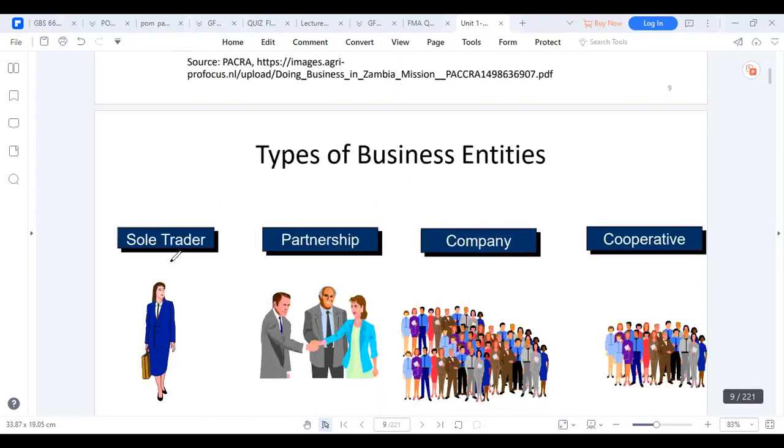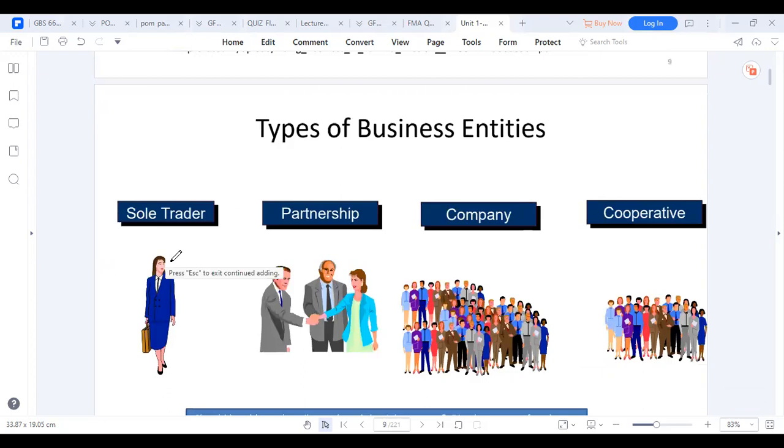So we have a sole trader, a one-man business. We have a partnership. We have a company. We have a cooperative. Now, kindly help me digest the properties of each of them and the advantages and disadvantages. Tell me about a partnership. Let's start with the sole proprietor. What are the characteristics of a sole proprietor? Properties, advantages and disadvantages.